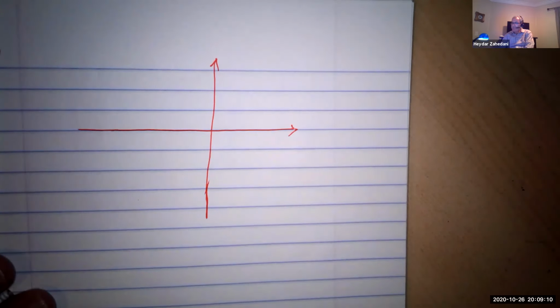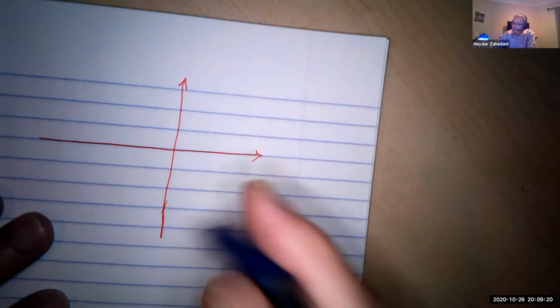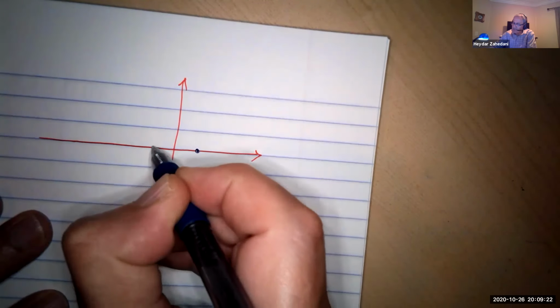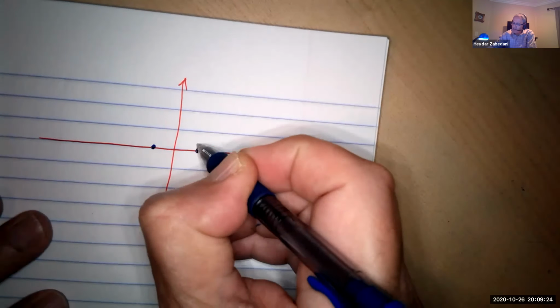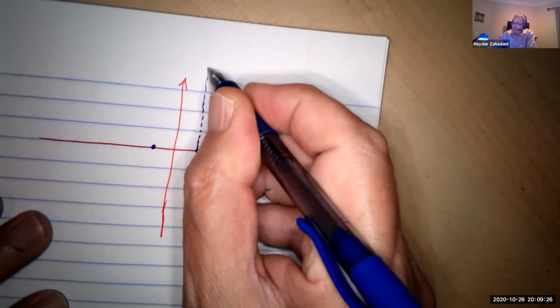So we are going to get the asymptotes. We have 2 vertical asymptotes at 1 and negative 1. Okay, so this is it. This is 1 and this is negative 1. So this is what we have.